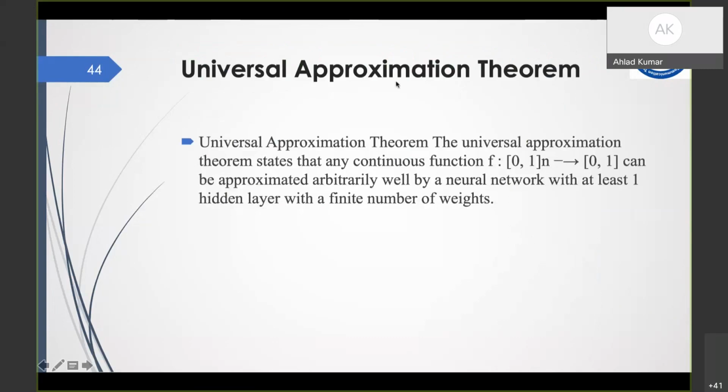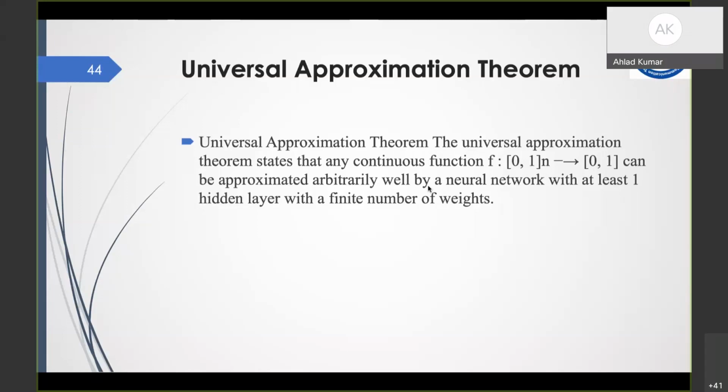Another important thing that we have in a neural network is the universal approximation theorem. What the universal approximation theorem says is that any continuous function f can be approximated arbitrarily well by a neural network with at least a single hidden layer with a finite number of weights. So whatever the continuous function is, it can be easily approximated by the neural network if you use a single hidden layer with a finite number of weights. So any function can be approximated using a neural network.